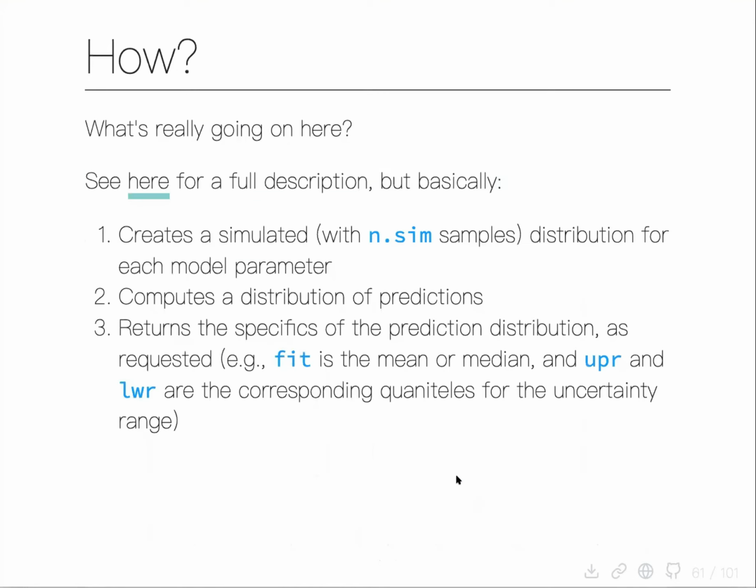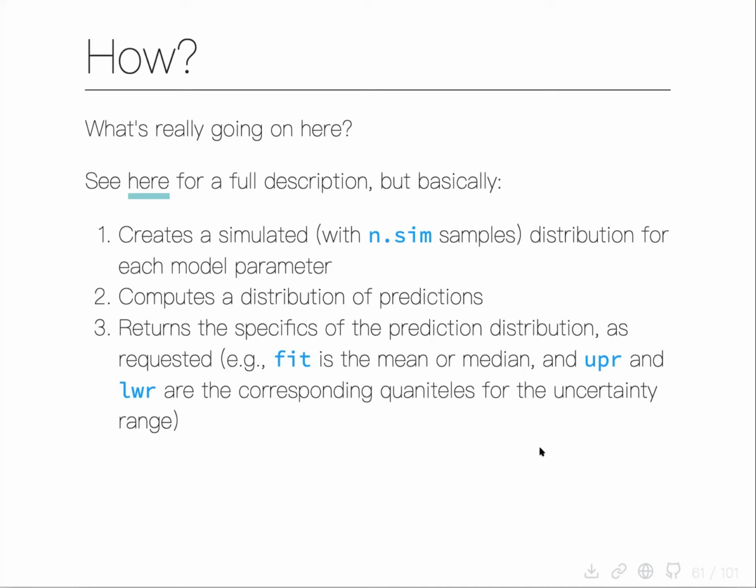So what's really going on here? I'm not going to go over this too much. You can look here if you want a full description, but basically it's simulation based. It's going to get a distribution of model parameters by assuming normal distributions. Then it's going to get a distribution of predictions from sampling from those distributions of parameters. And then you get a distribution of model predictions. So the lower and upper are just the quantiles of that prediction distribution. It's fairly complicated, but it tends to work pretty well.